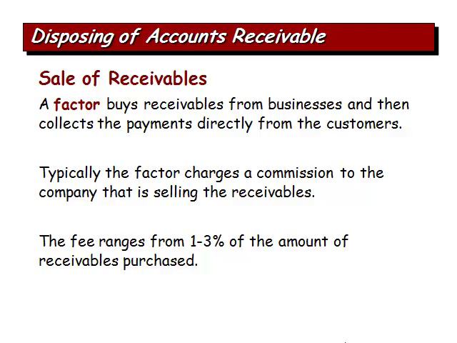A sale of receivables is called factoring, and the factor buys receivables from businesses and then collects the payments directly from the customers. Typically the factor, the buyer, charges a commission to the company that's selling receivables, and fees range from 1 to 3% of the amount of receivables purchased. I've never seen it that low. Usually it's a lot higher.